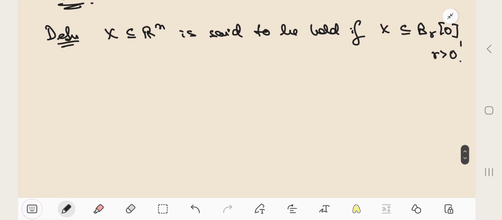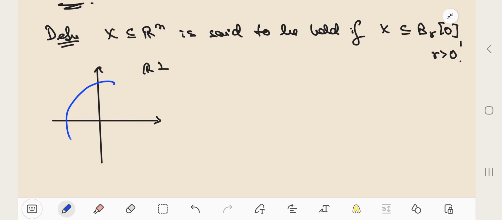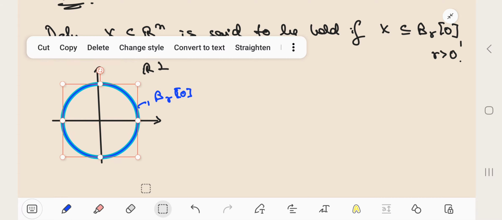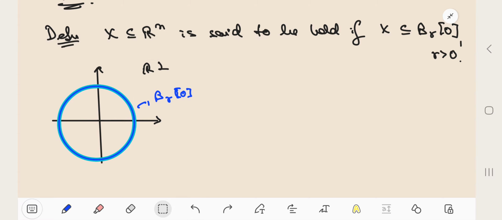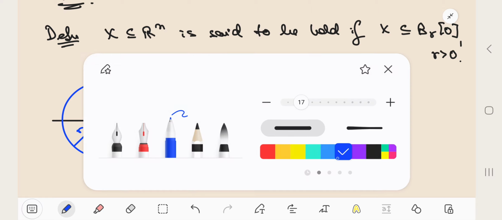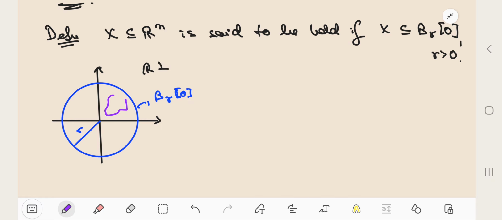Okay. So visually you might think of it in this way: suppose this is your R2 and this is an arbitrary closed ball. This is B_r(0), centered at origin with radius r, and this space X is somewhere inside. So suppose this is your X. Okay, I can think of it in this way. Clear?